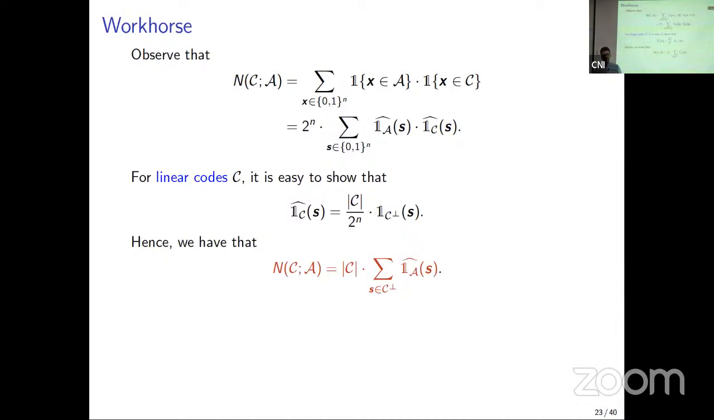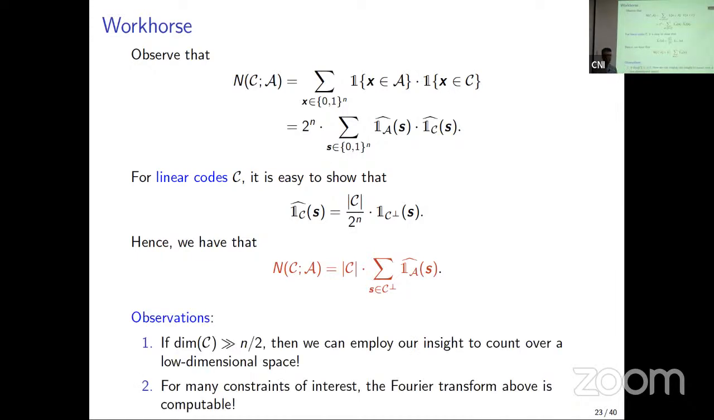Now for any linear code, it is possible to simplify the Fourier coefficient of the indicator, C hat. In particular, the indicator C hat, where C is linear, is in fact the indicator of C perp, the indicator of the dual code, but normalized by some constant. And this is true. So in particular, what this means is that the number that we are trying to get at can actually be expressed as a normalized sum of Fourier coefficients. But when I say Fourier coefficient, I mean the Fourier coefficient of the indicator of the constraint.